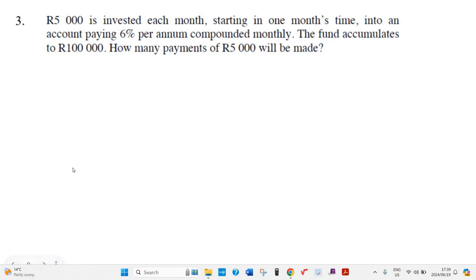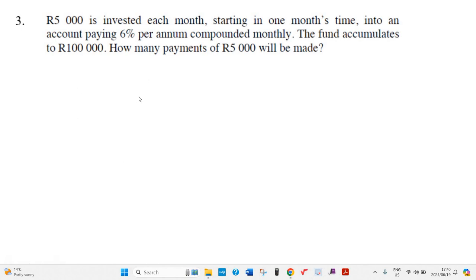Okay, here's another time period question, but we have to read it really carefully to figure out which formula we should use. 5,000 is invested each month, starting in 1 month's time. Well, that's always good. 6% per annum compounded monthly. And the payments are 5,000. The fund accumulates to 100,000. That means in the future it's going to be 100,000. This must be a future value.